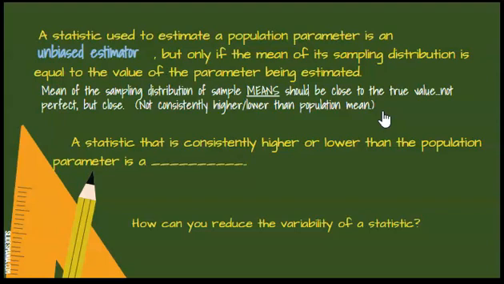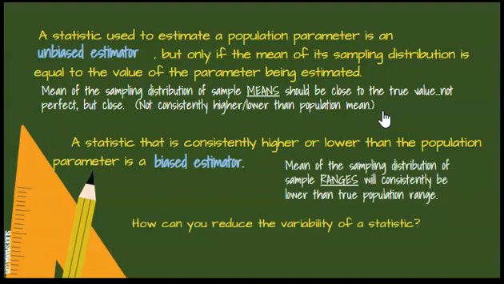Now, a statistic that is consistently lower or higher than the population parameter is called a biased estimator. It's not a good estimator of the population, so we tend to avoid these. For instance, the mean of the sampling distribution of sample ranges will consistently be lower than the true population range. We don't use range in statistics because of this. Because if we all go out and take a sample and find the range of our sample, and we look at the distribution, it's going to consistently be lower than what the actual population range should be. So for that reason, we don't use range, it's biased. Our best estimators are averages, proportions, and standard deviations.